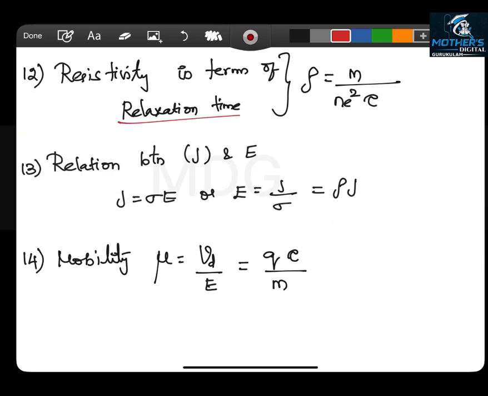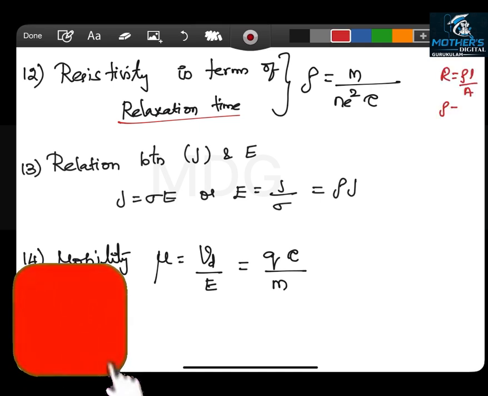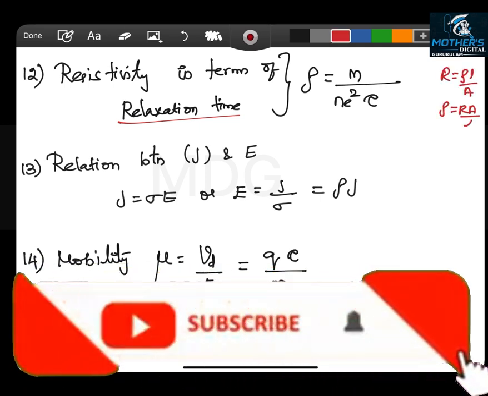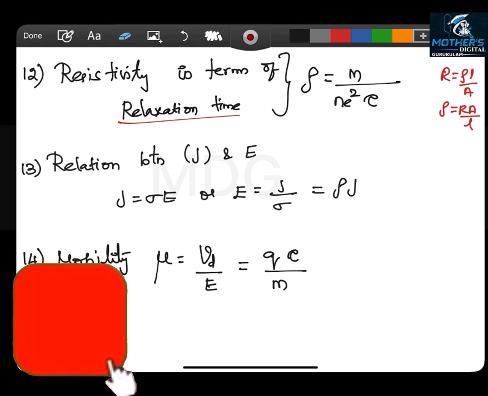Resistivity in terms of relaxation time. So we know that R equal to rho L by A, or rho equal to R A by L. Substituting the R value here, L and A will get cancelled. So rho equal to m by ne square tau.